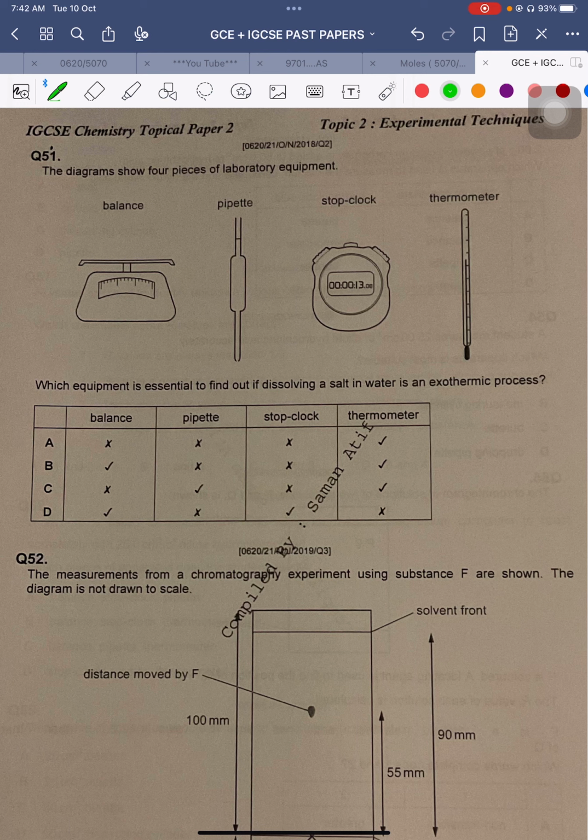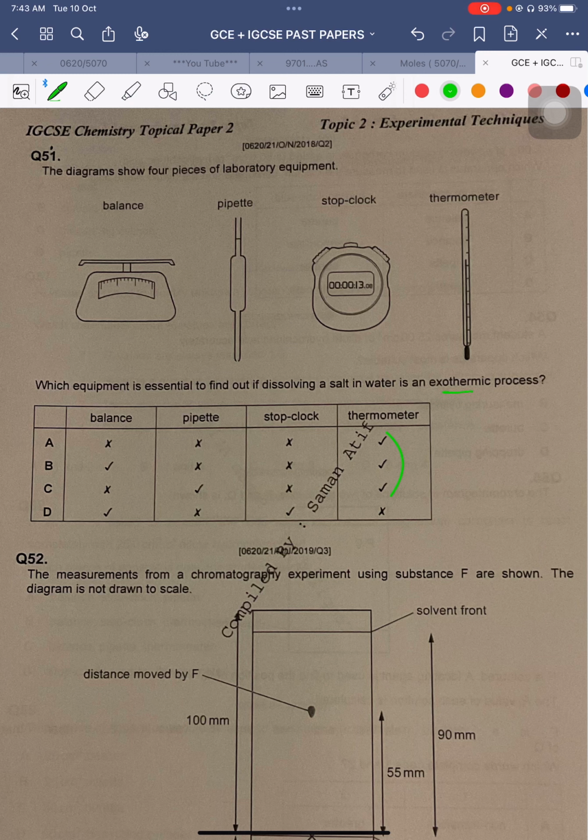The diagram shows four pieces of laboratory equipment: balance, pipette, stop clock, thermometer. Which equipment is essential to find out if dissolving a salt in water is an exothermic process? So a thermometer is required because we are informed with the term exothermic process. Exothermic processes are those processes in which heat energy is released.